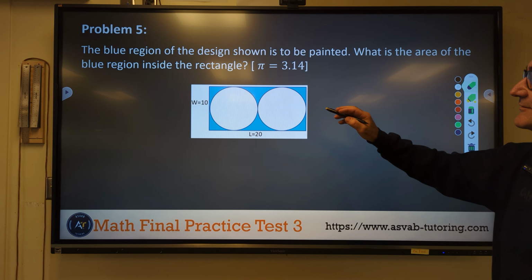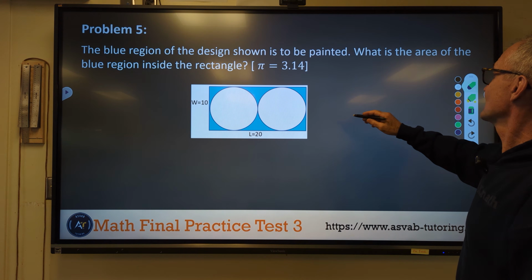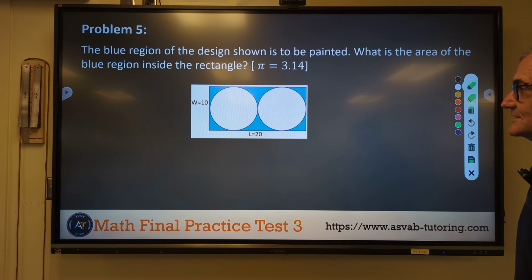Okay, problem number 5. The blue region of the design shown is to be painted. What is the area of the blue region inside the rectangle?